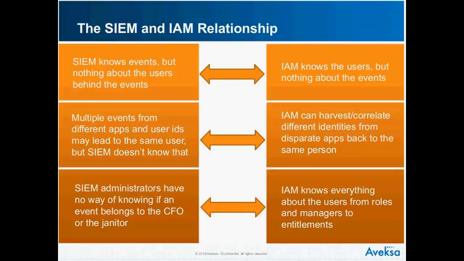And we can take it down another notch here. So we look at events coming from different applications and user IDs that may actually lead to one person. Usually a SIEM doesn't know that. So they'll see different user IDs, because this one person might be called one thing on one application, another thing on another application. It may be so fragmented that the SIEM can't pick up on that. But where IAM comes in is being able to harvest and correlate all these different identities from all these different applications across the enterprise back to one person.